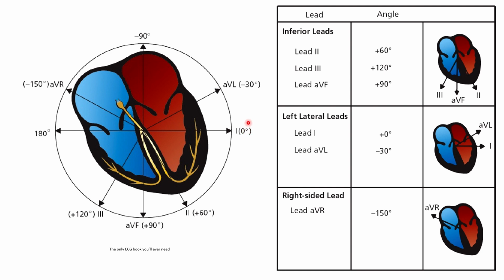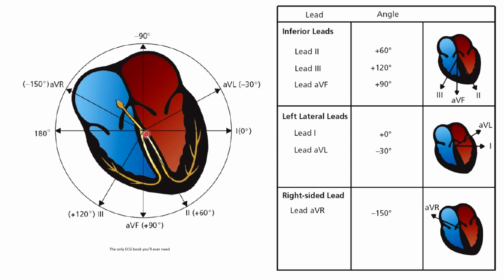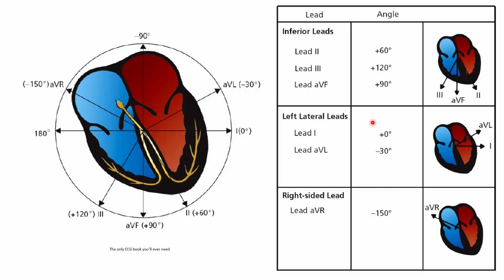I hope that's clear. Now if you go back to lead 2, from right arm to left leg, if we put it on the degrees, it will make a plus 60 degree. And if we go to lead 3, left arm to left leg, it will make a positive 120 degree. I hope that's crystal clear.